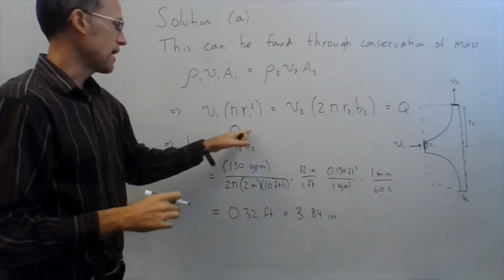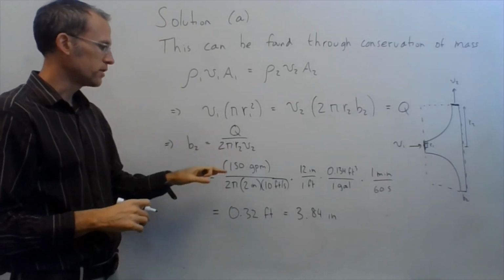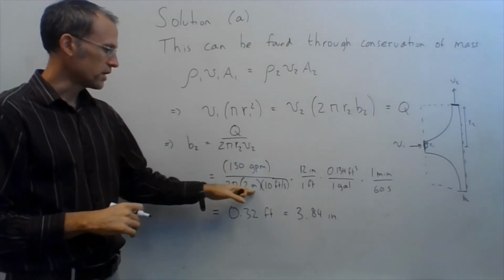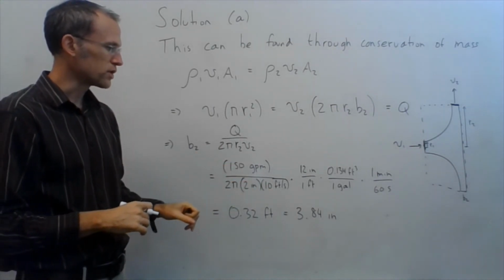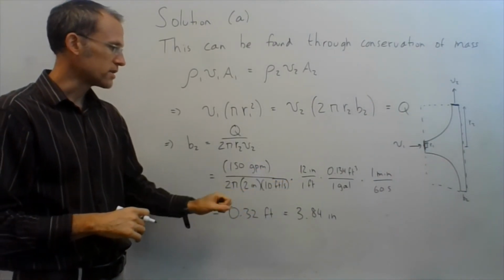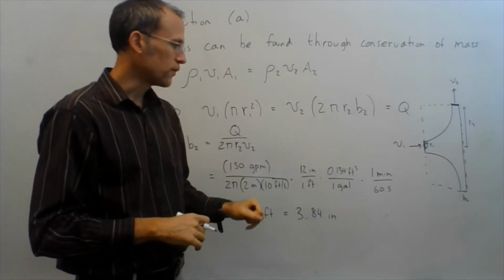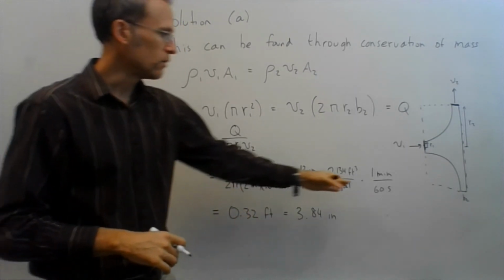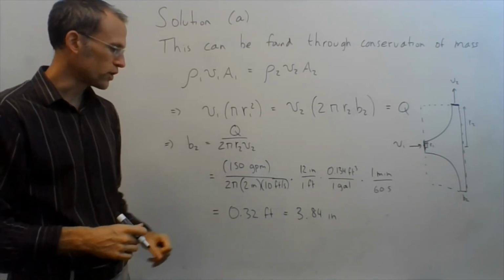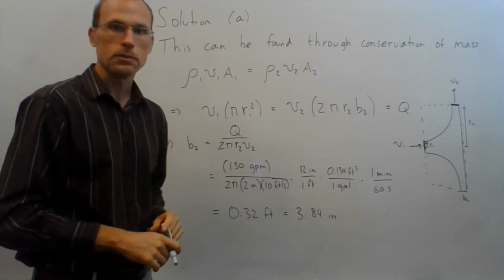So rearranging that, I have the flow rate. So B2 is Q over 2 pi R2 and V2. Flow rate is 150 gallons per minute. Radius is 2 inches. Velocity is 10 feet per second. Then to make all my conversions: 12 to get my radius into feet, and then 150 gallons per minute, 0.134 feet cubed per gallon, and 1 over 60 seconds per minute. Brings me to 0.32 feet, or 3.84 inches, as that distance B2.